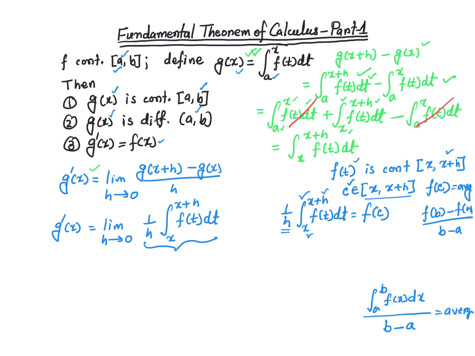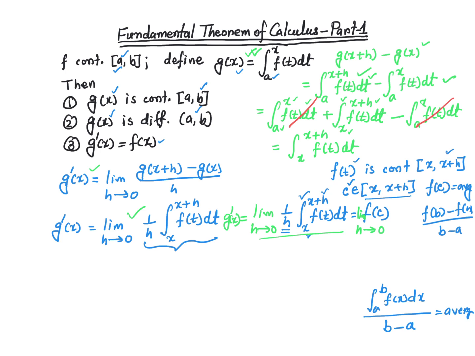Now what I'm going to do is apply the limit to both of them. Limit as h approaches 0, limit as h approaches 0. Now look, when I apply the limit to the left side, this is the same thing as this, which is, by the way, g prime of x.